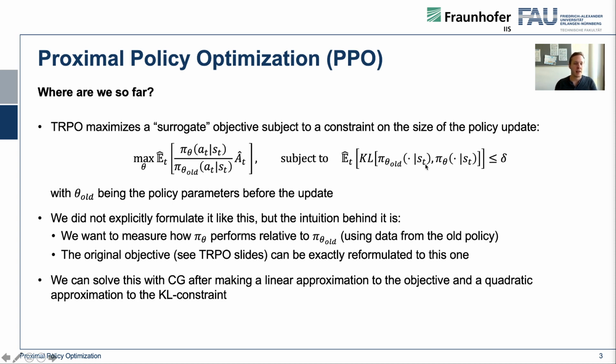And how did we optimize this? We applied conjugate gradient after making a linear approximation to the objective and a quadratic approximation to the KL constraint. So this was the KL constraint, this was the objective, and we made a linear approximation to this one and a quadratic approximation to this one.